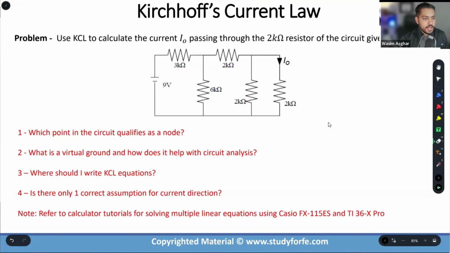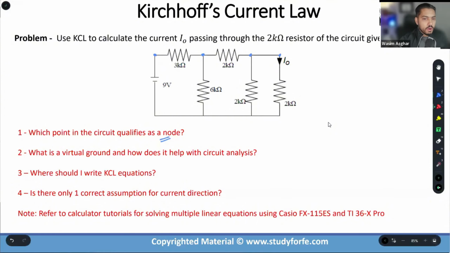Okay, and this systematic approach, where you are asking yourself the right questions, will help you solve the problem. The first question that you need to ask yourself is which of these points in the circuit qualify as nodes? Okay. In other words, what is the definition of a node? So this is a node. This is a node. Is this a node? Is this a node? It depends.